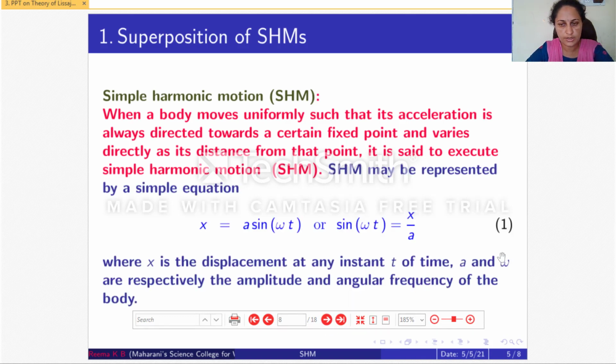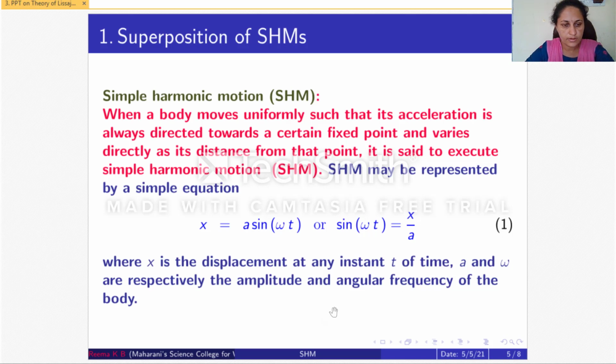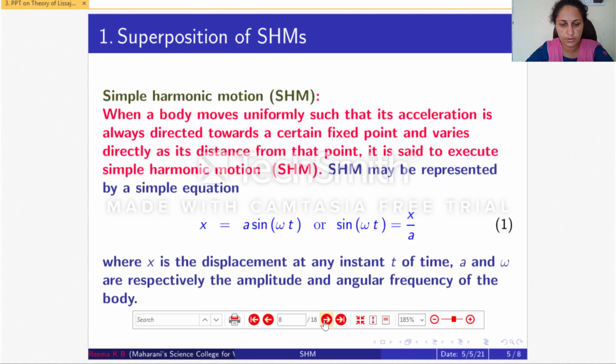Simple harmonic motion may be represented by a simple equation x is equal to a sine omega t, or sine omega t is equal to x by a. Let me represent this equation by number 1, where x is the displacement at any instant of time t, a and omega are the amplitude and the angular frequency of the body.